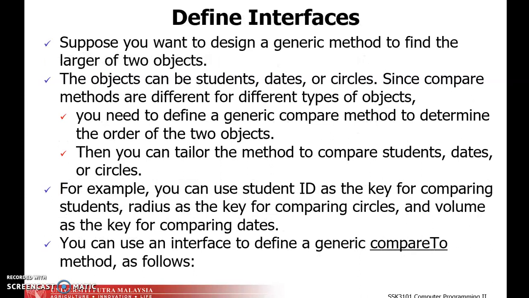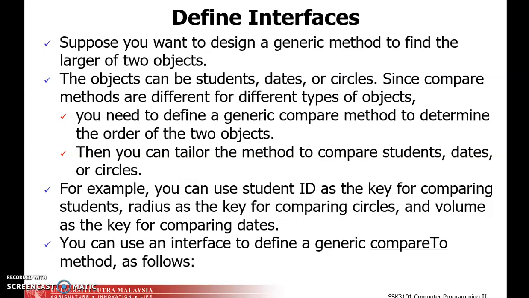Okay, now we look into an example. Suppose you want to design a generic method to find the larger of two objects, such as students, dates, or even circle objects. One of the big challenges here is that you are supposed to construct a method to compare those objects, which might have different ways of implementation. For example, comparing student objects is not the same as comparing circle objects.